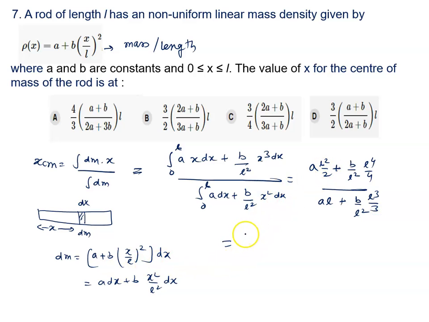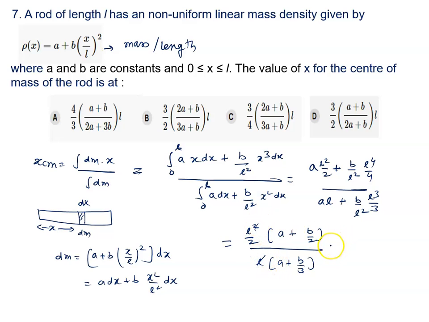Further we will solve it. We can say L square is common here and 2 is also common here, so here it is a and here it is b. L square we have taken common, so L square cancels, and it is b by 2 upon, we take L common here, so it is a plus b by 3, because L is common, and L square by L gives L, so finally L will be cancelled.